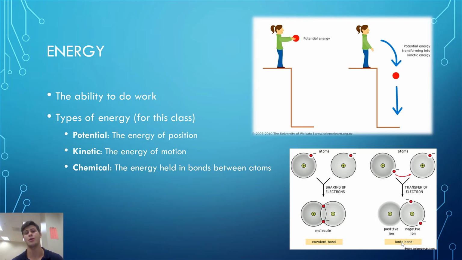And then chemical energy is a specific type of potential energy. Chemical energy is the energy held between bonds of different atoms, particularly covalent bonds. Recall again that atoms bond together chemically in a covalent bond when they are sharing their electrons. And that shared bond is actually really highly energetically valuable.